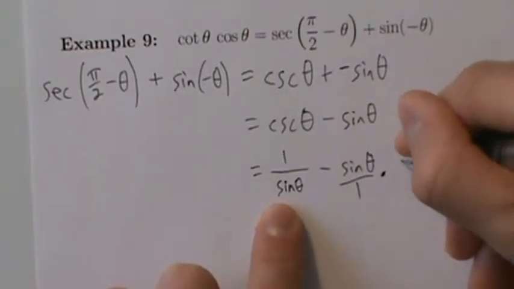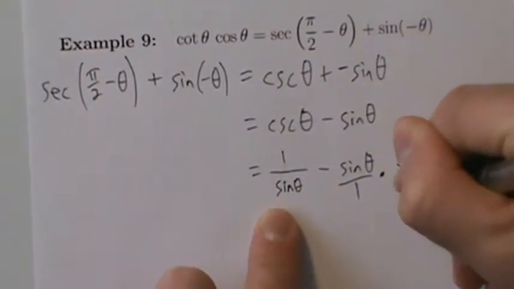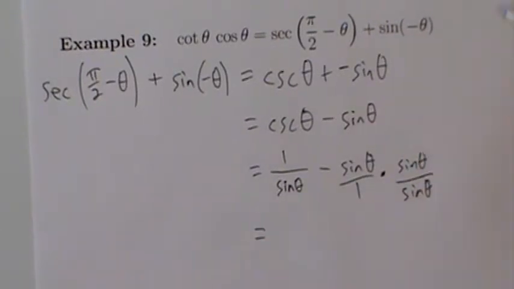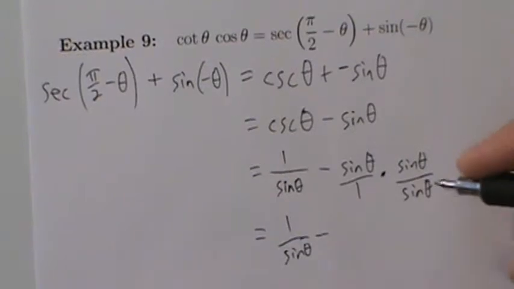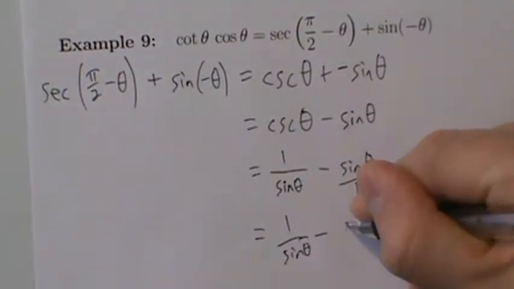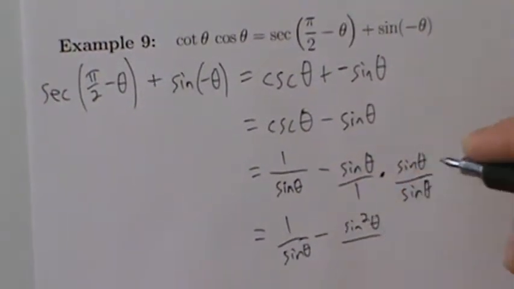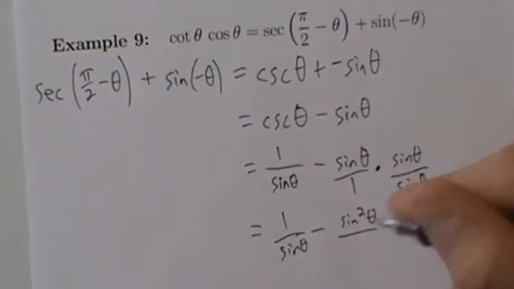So multiply this one by sine of theta on top and on bottom. So now what we have here is 1 over sine of theta minus sine of theta times sine of theta, that's sine squared of theta. And then on the bottom we have 1 times sine of theta, which is sine of theta.